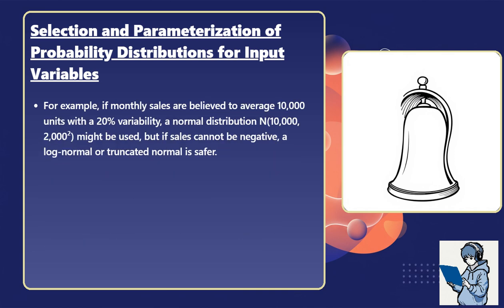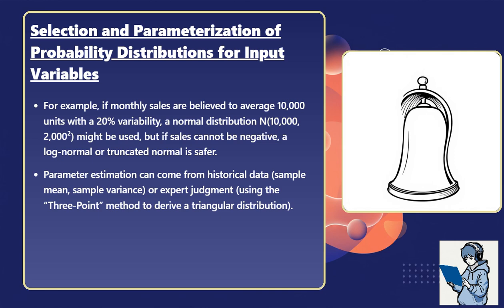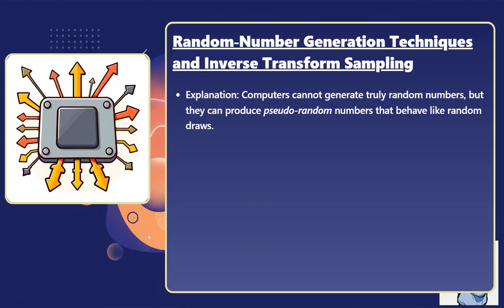For example, if monthly sales are believed to average 10,000 units with a 20% variability, a normal distribution N(10,000, 2,000 squared) might be used. But if sales cannot be negative, a log normal or truncated normal is safer. Parameter estimation can come from historical data, sample mean, sample variance, or expert judgment using the three-point method to derive a triangular distribution.